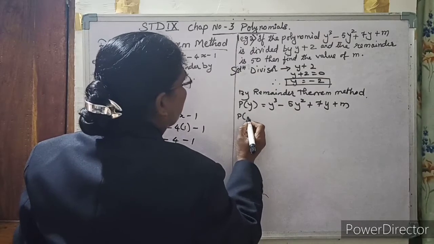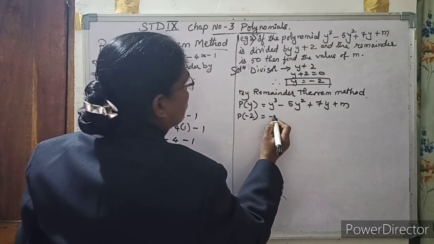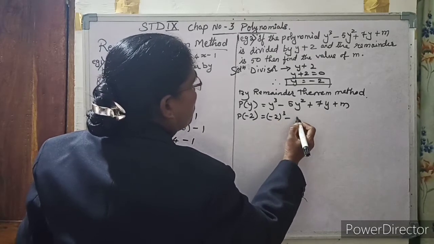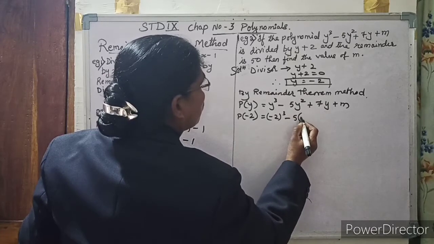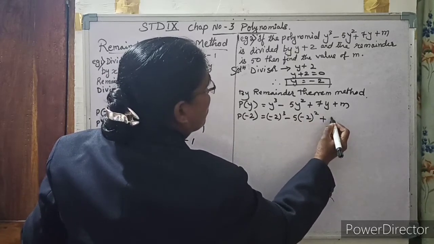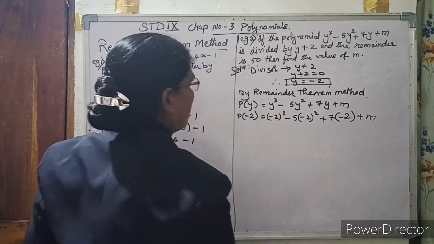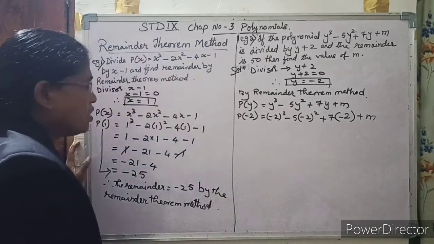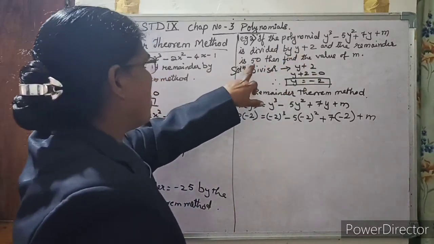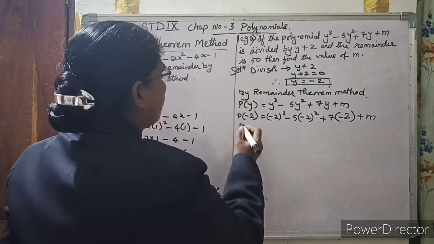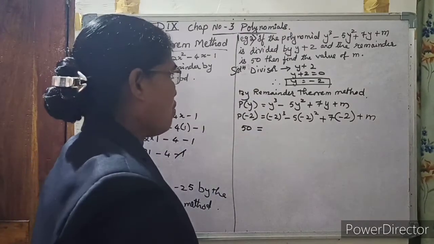So polynomial p of minus 2 equals minus 2 the whole cube plus minus 5 into minus 2 square plus 7 into minus 2 plus m. Now in the given question, when the polynomial is divided by y plus 2, the remainder is already given as 50. So the value here is 50, that is, the remainder equals 50. I have to put that here.